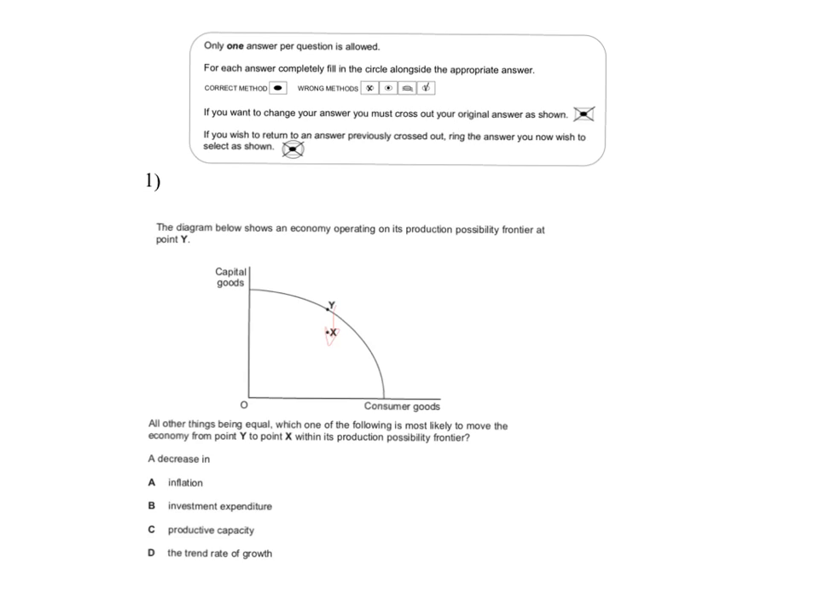Now, when we look at C and D, they actually pretty much mean the same thing. What that would mean is, if there's been a decrease in the productive capacity or a decrease in the trend rate of growth, what we'd actually see is, for whatever reason, it wouldn't be just moving inside, but actually the production possibility frontier would decrease like this. So therefore they haven't got the potential to produce as much as they did before. So again, that wouldn't be the answer. So the answer has to be B.